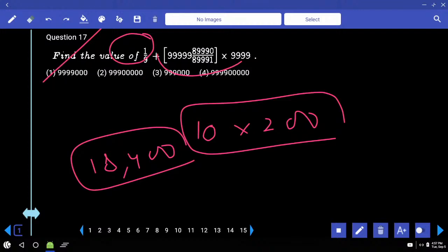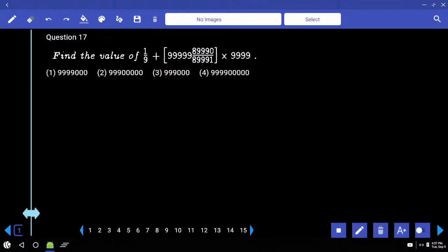Next, find the value of 1 by 9 plus 99,999, 8,990 by 8,991 into 99,999, 1 by 9.